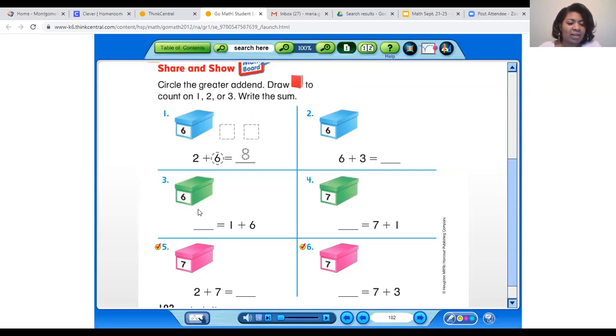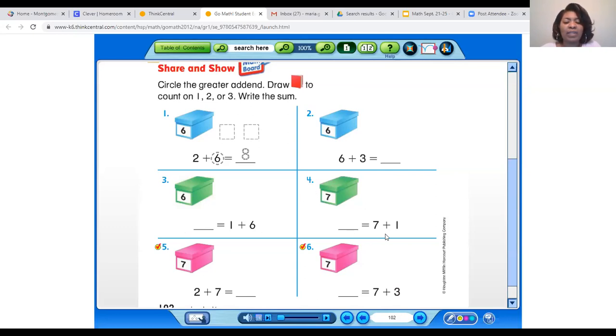We have 6 in the box. Blank equals 1 plus 6. So our sum is going to go right here this time. So they tried to trick you, but I know that you're smarter than that. So what is the bigger number, 1 or 6? 6. So we're going to circle 6, put a 6 right here, and we're going to add 1. 7. So what is 1 plus 6? It is equal to 7. Let's look at number 4.